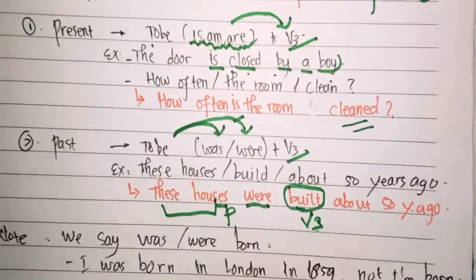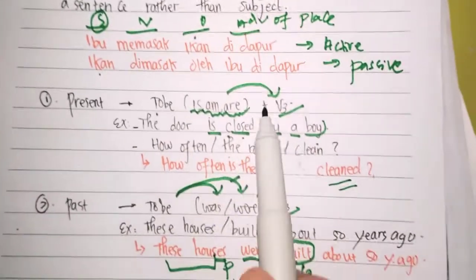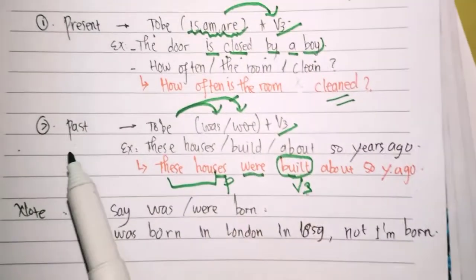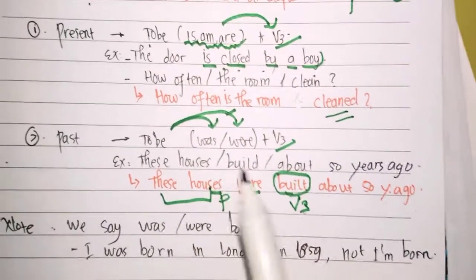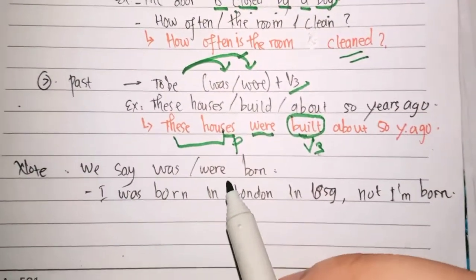So this is how you need to remember. What is the to be of present? Is, am, are plus verb 3. And what is the to be of past tense? Was or were plus verb 3. I gave you note, guys. We say was or were born.